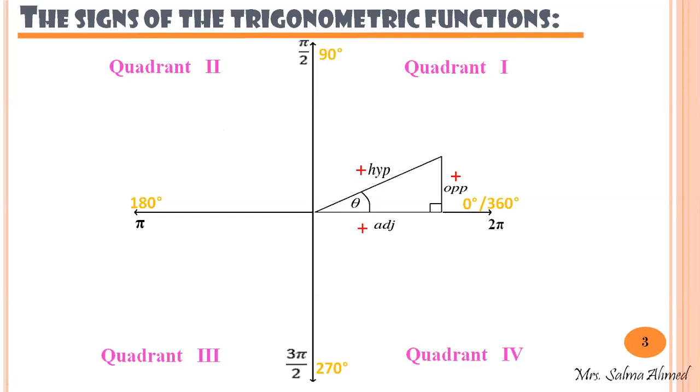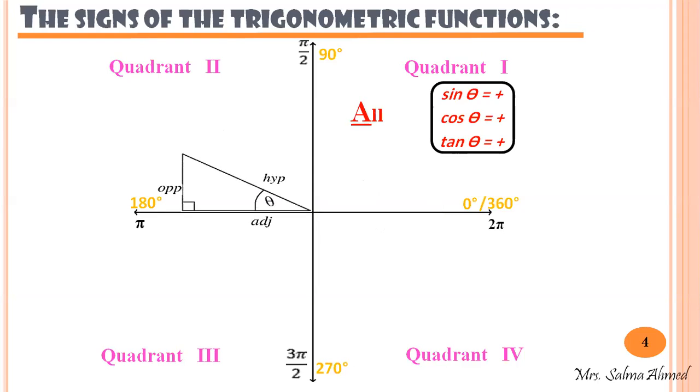I'm going to find the trigonometric ratios, sine, cosine, and tan. Sine will be positive, of course, because opposite over hypotenuse, so positive over positive gives positive. Then cosine is adjacent over hypotenuse, so positive over positive gives positive. And tan is opposite over adjacent, positive over positive gives positive. So I found that all the trigonometric ratios in quadrant 1 have a positive sign.